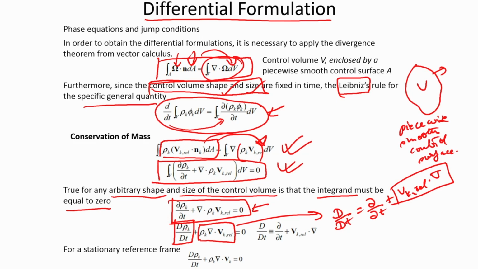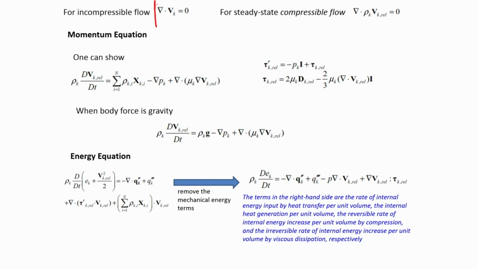Now, if it is an incompressible flow, that means the density does not change, and we only get the divergence of velocity to be equal to 0. That is why in many of the problems that you solve, you find that the divergence of velocity is always equal to 0 for incompressible flow. However, for steady state compressible flow, it is not the divergence of velocity but the divergence of rho times velocity that is equal to 0. So, this shows how easily we can convert an integral formulation to a corresponding differential formulation just by using the divergence theorem and the Leibniz rule, nothing else.